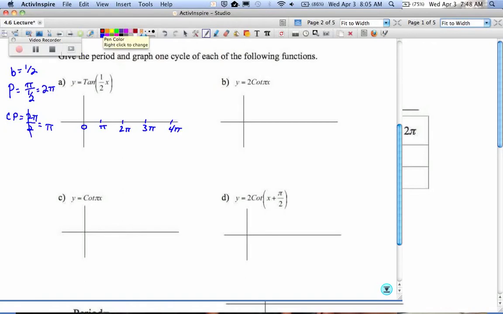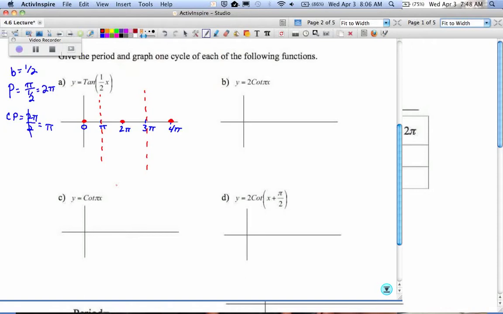Okay, so when you graph a tangent, what is the first critical value? Is it a 0 or an undefined? For tangent, it is a 0. Then the next one is undefined, 0, undefined, 0.